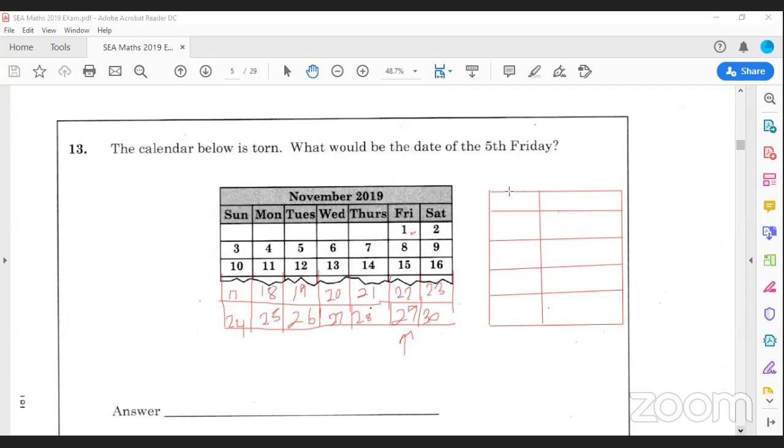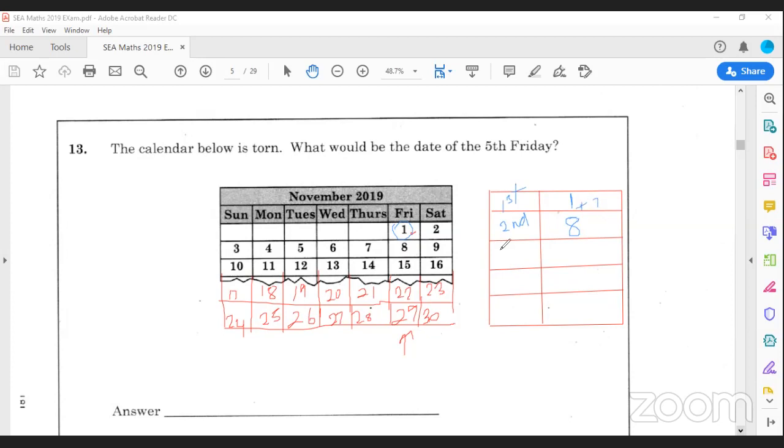All right. So this is going to be the 1st Friday. Right, so the 1st Friday was what? The 1st, isn't that so? The 2nd Friday was what? The 8th. What was done to 1 to give us 8? As you can see, it's a difference of 7. So if I add 7, I'm going to get 8.